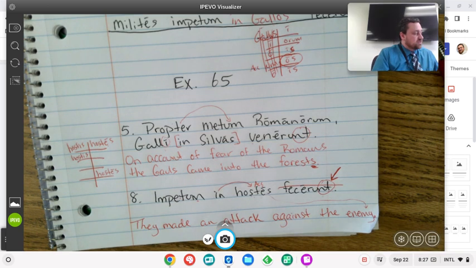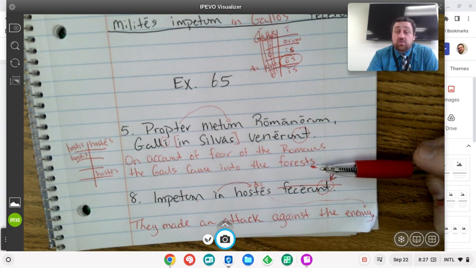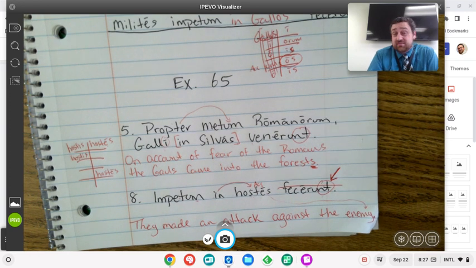Okay? And so that is exercise 65. There are 11 sentences in this exercise. So I didn't do all of the ones where we use in plus the accusative. There are some sentences in this exercise that don't use in plus the accusative at all. So you won't practice this concept for those sentences. But there are a couple more. And so those were some for you.